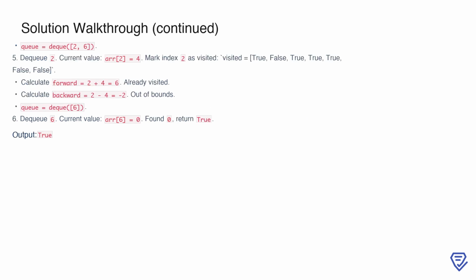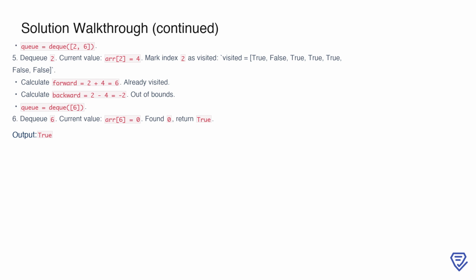Next, we dequeue index 2, where the value is 4. After marking index 2 as visited, the forward calculation moves to index 6, which has already been visited, and the backward calculation to index -2 is out of bounds. This leaves index 6 in the queue.